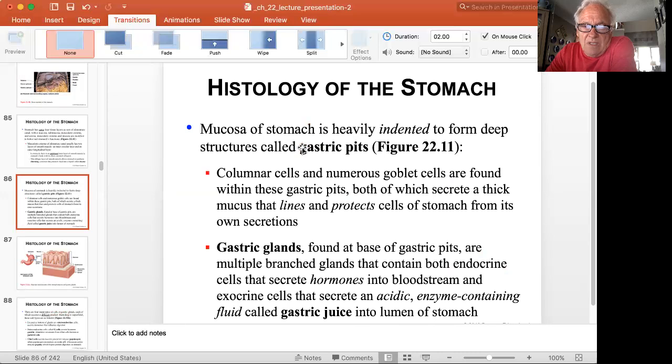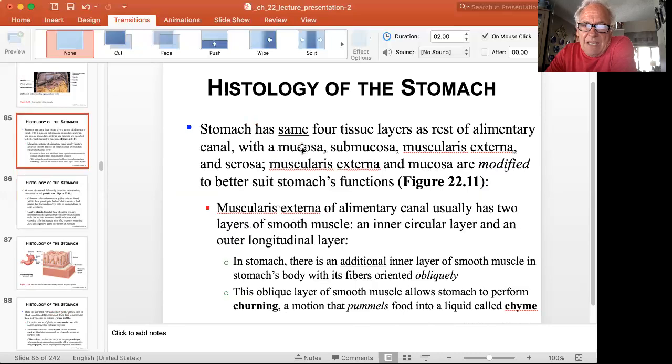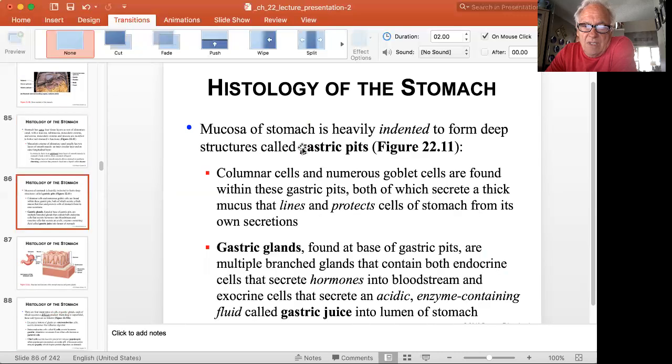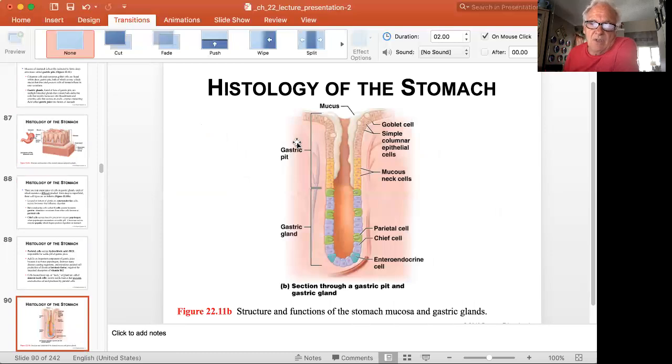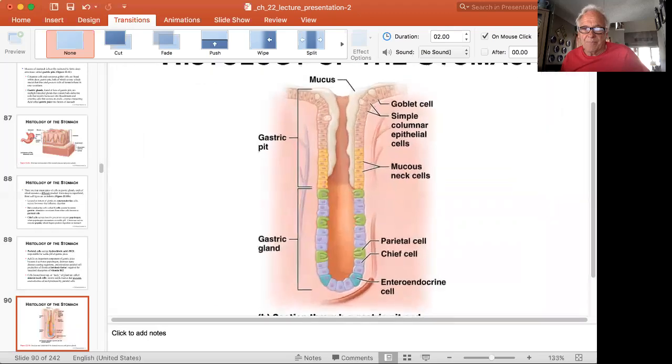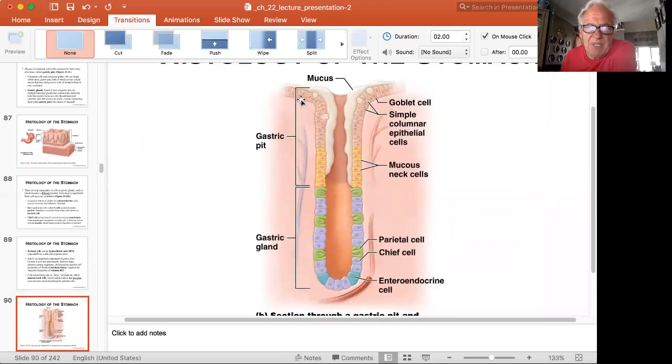Now, if you look at the gastric glands, let's go back here a second. They're found at the base of the gastric pits. They secrete hormones and other stuff. Let's take a look at a better image of this right here. Now here is our gastric gland, and here's the gastric pit.